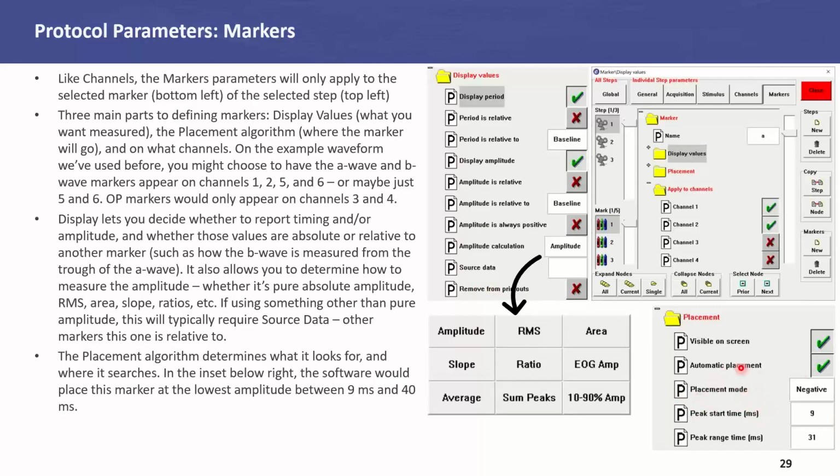And then finally, in terms of placement, the placement algorithm is pretty basic. The way this one is set up right now, it would look for the most negative point starting at 9 milliseconds and running until 40 milliseconds. So it would find the lowest point between 9 and 40 milliseconds and put, I guess this would be the A wave marker there.